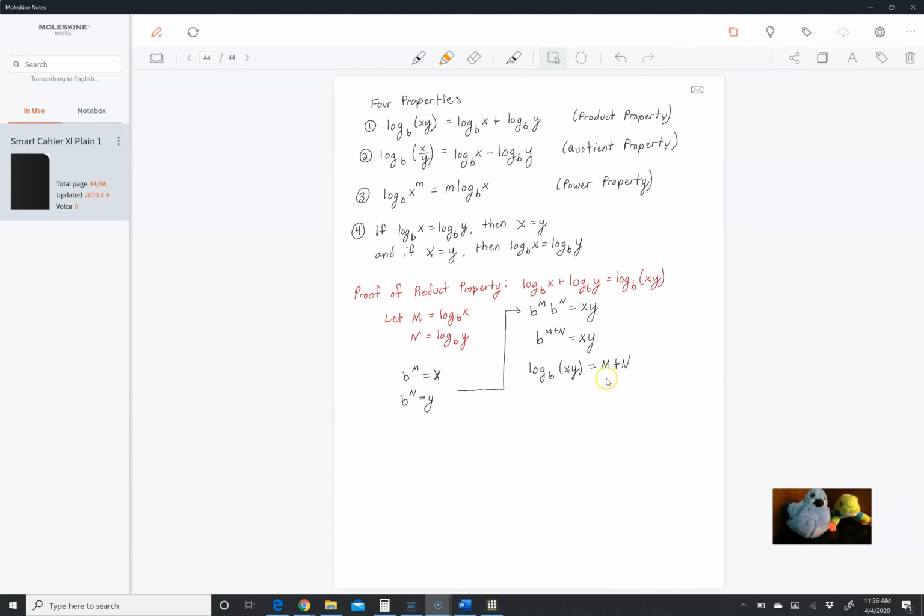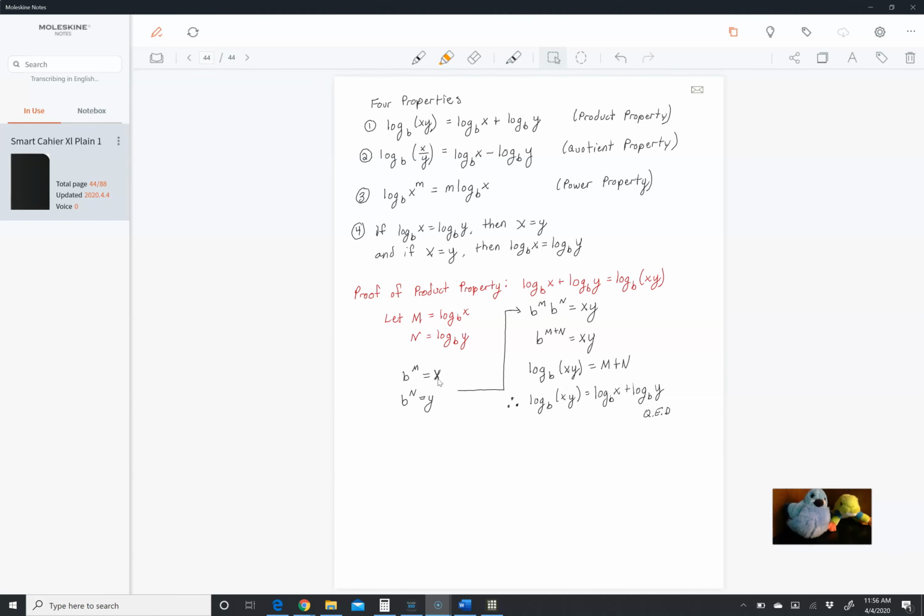But we know what m and n are. M is equal to log base b of x. N is equal to log base b of y. So we're going to substitute back in. So we're up to our therefore statement. Log base b of x times y is equal to log base b of x plus log base b of y. And this is our QED.